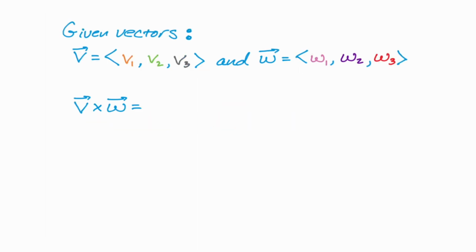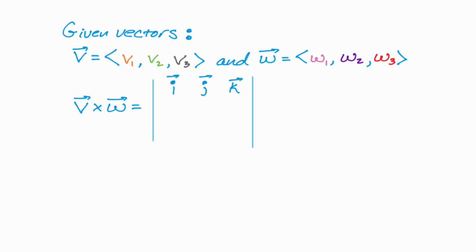Given the vectors v, which is v1, v2, v3, and w, which is w1, w2, w3, we want to find v cross w. Okay, so this is going to set up as a 3x3 determinant. The first row is going to be the standard unit basis vectors i, j, and k. So it's going to look like this.